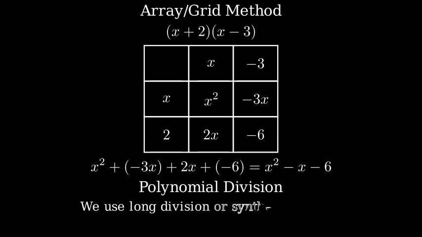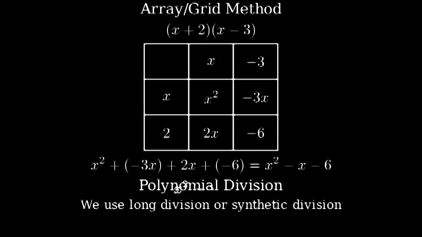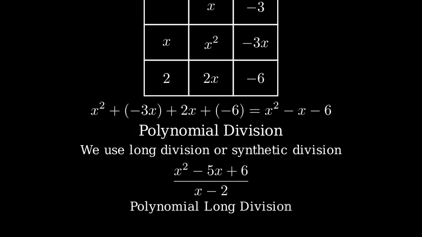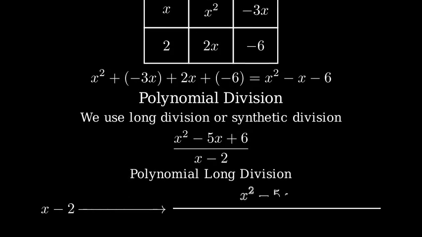When dividing polynomials, we can use polynomial long division, which is similar to the long division you learned for numbers, but with variables. Let's divide x squared minus 5x plus 6 by x minus 2. Here's how polynomial long division works. First, we set up the division by writing the polynomial in descending order of exponents. We ask, how many times does x go into x squared?